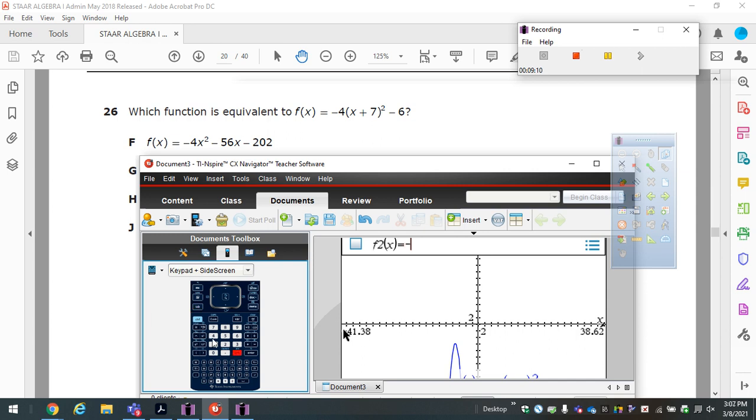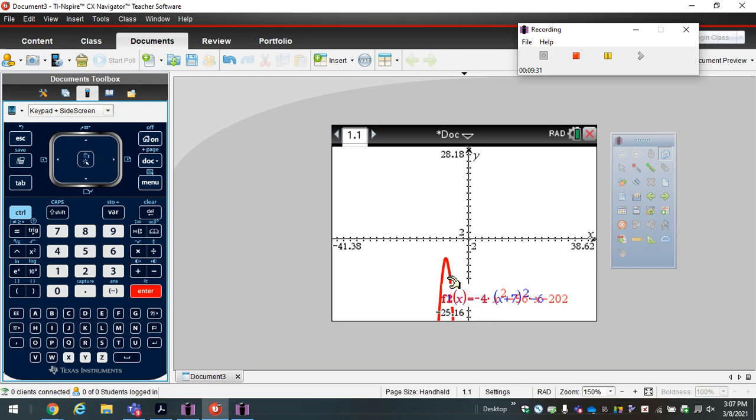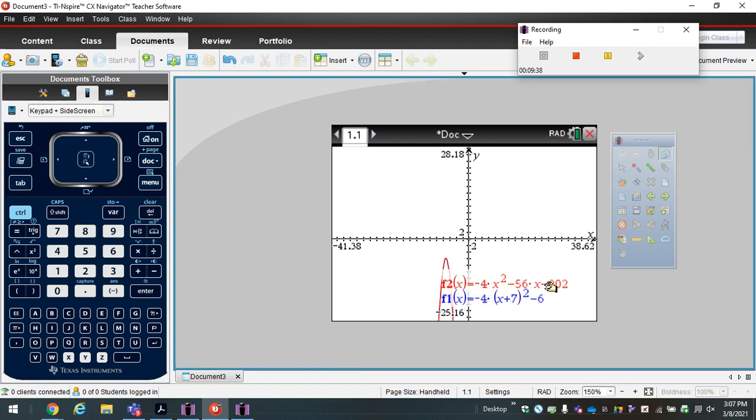Negative 4x squared minus 56x minus 202. Okay. What in the world happened? Are they exactly the same? Hey, they look alike. You see how they're on top of each other? So guess what that tells me? Anybody can tell me something.